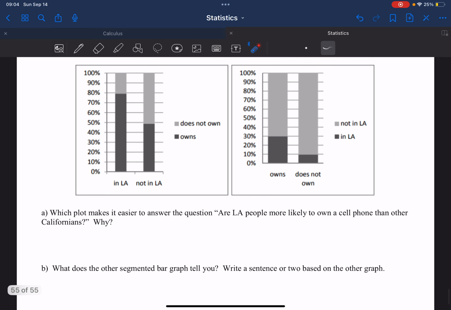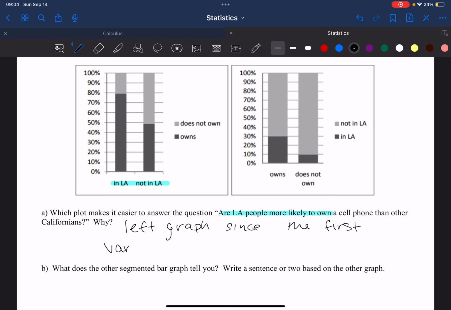So part A says, what plot would make it easier to answer the question, are LA people more likely to own a cell phone than other Californians? So what I would do is I would look at the table that has in LA and not in LA in the variable on the x-axis, because that's what our problem starts with. It says, are LA people more likely? So we need to look for in LA, not in LA. So we would say the left graph, since the first variable is on the x-axis.